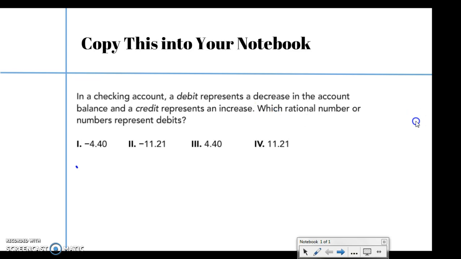Okay, copy this problem into your notebook. In a checking account, a debit represents a decrease in the amount of balance, and the credit represents the increase. Which rational number or numbers is represented with a debit? Copy down your answer. See you tomorrow.